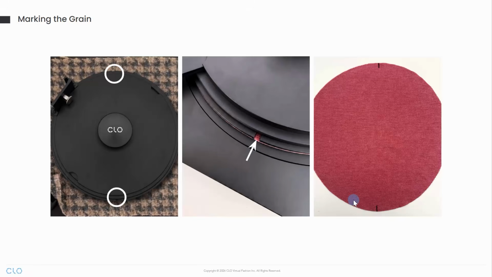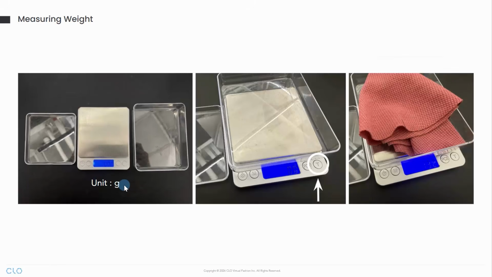Once cutting is complete, check that the size matches a 30 cm diameter. Most fabrics can be precisely cut within a tolerance of ±3 mm. Measure the weight using the dedicated scale included in the Draper package.